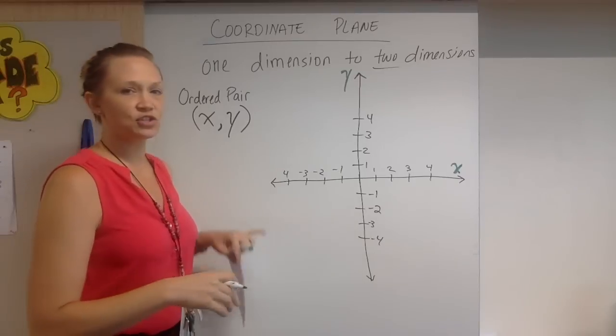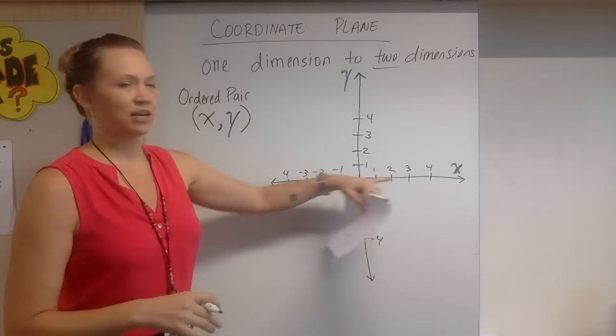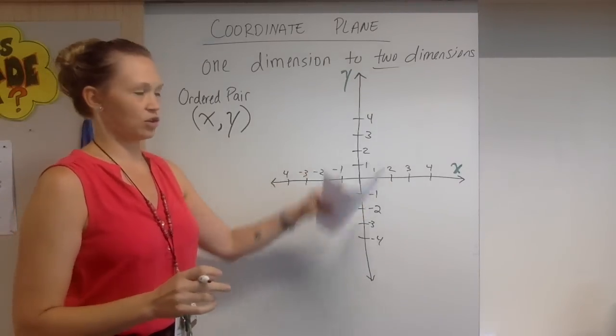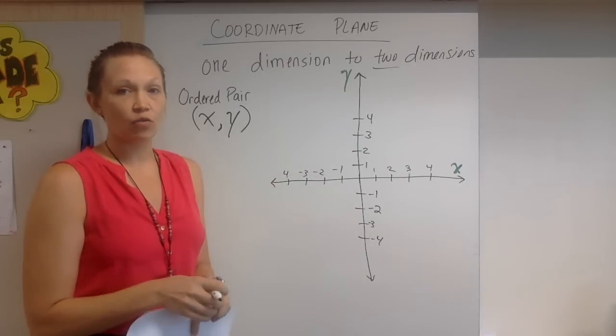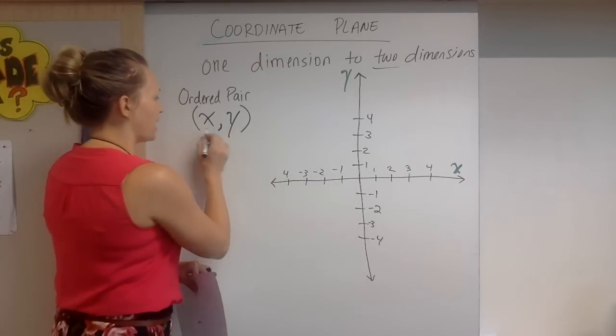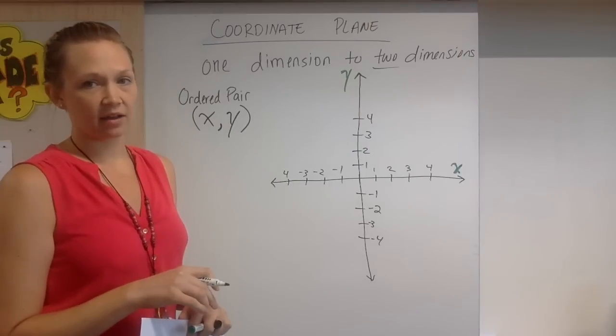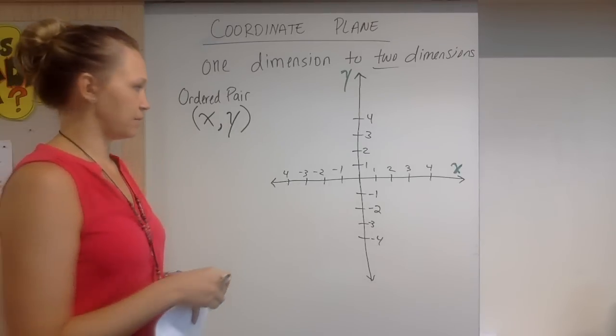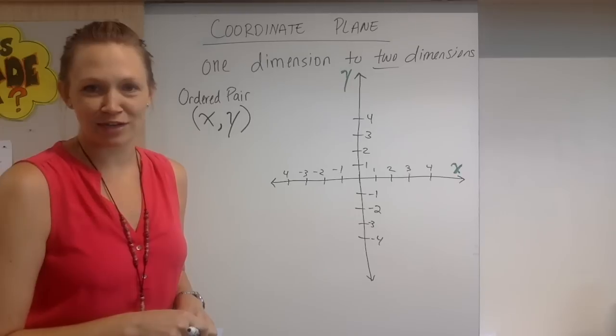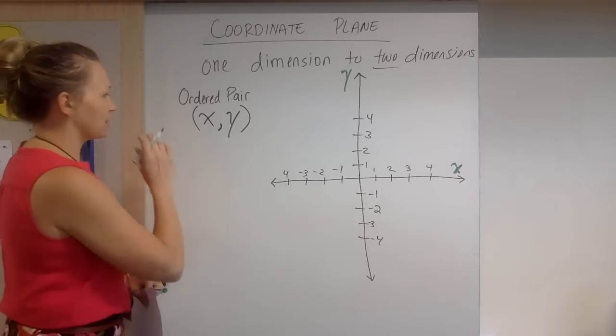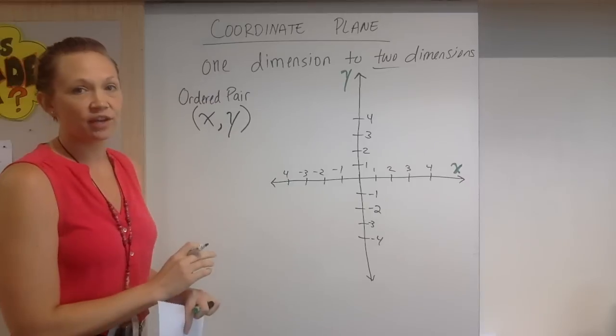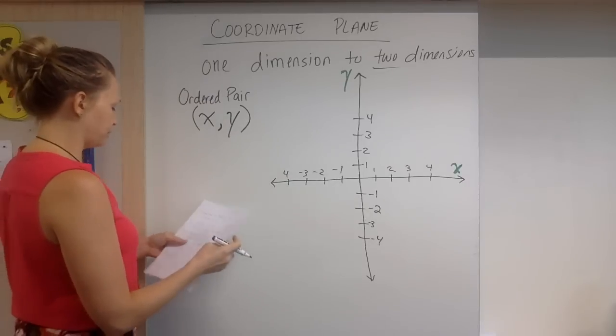Why is X first? I'm not entirely certain. We just decided we go horizontal first, then vertical. Maybe you can pause and think of a way to memorize that X goes first and not Y. That X goes first and not Y. I don't have a good one, so if you find one, let me know, okay? So this now is a location. So let me give you an example.